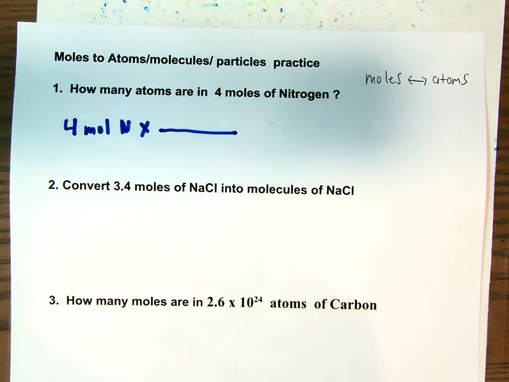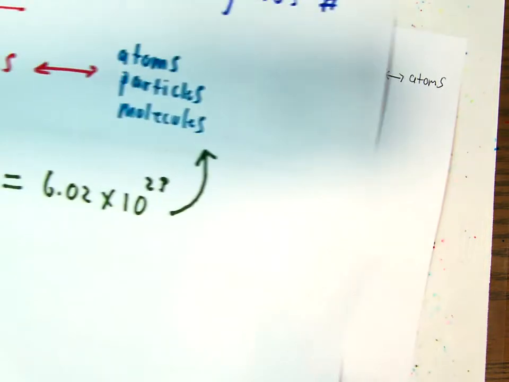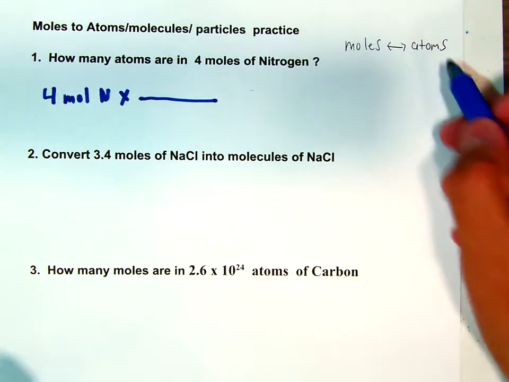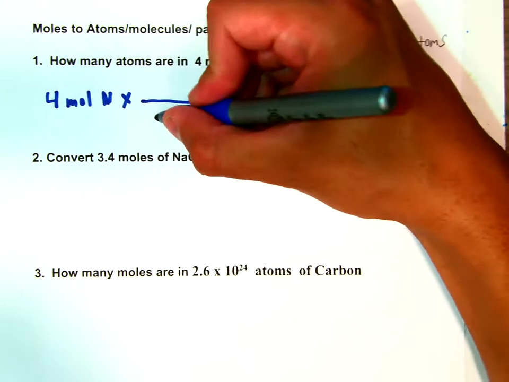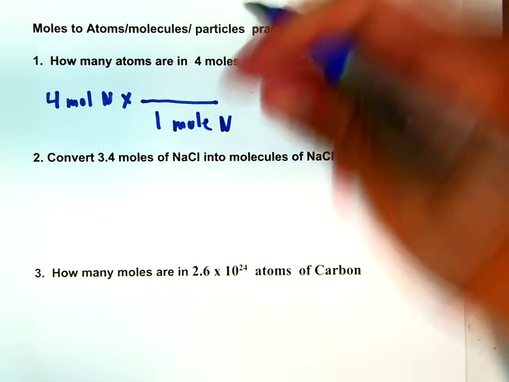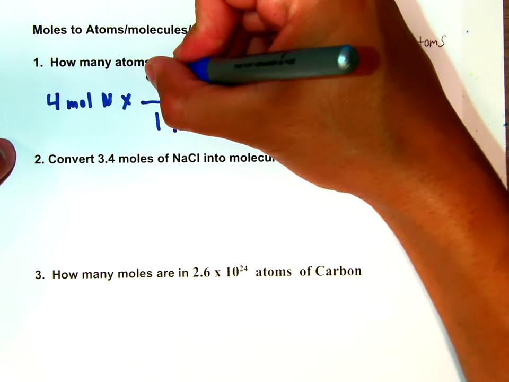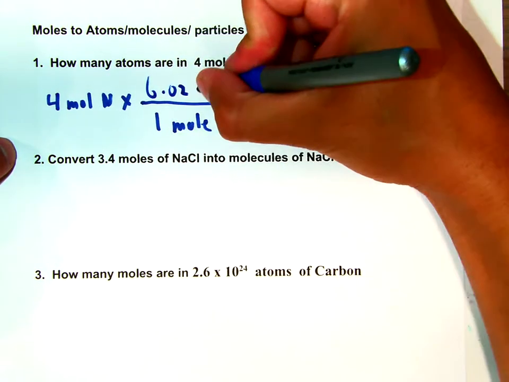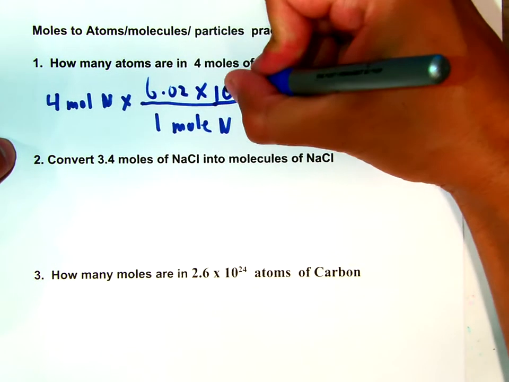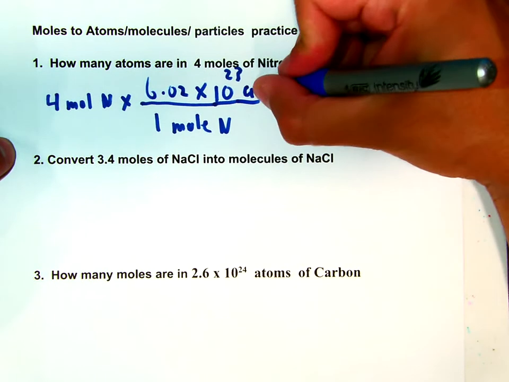So taking my equivalent that I have here, moles are going to go in the bottom, and then Avogadro's number goes on top, because that's what we want. So I put 1 mole of nitrogen in the bottom, because I start with that, so I have to cancel it out. And then Avogadro's number on the top: 6.02 times 10 to the 23rd atoms.